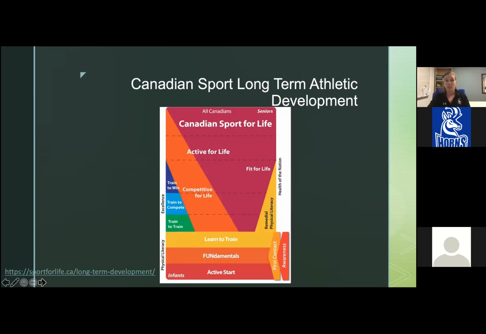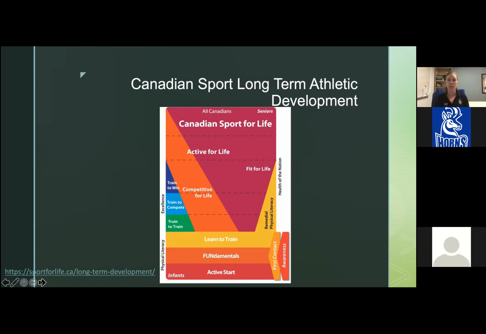So to get into the LTAD model, this is the image, and I'm going to flip through the slides and we're going to talk about each section that we see here, and I've placed the link. There's tons of information. This framework has evolved. There's been many inputs and many changes that have happened, but this is the current framework that we're going to look at tonight. And it's something that should be used for the majority of athletes. So we can see here that we have even fit for life or active for life, but we also have train to win. So highly competitive athletes, but then we also have the group of individuals who are maybe just being active for life.